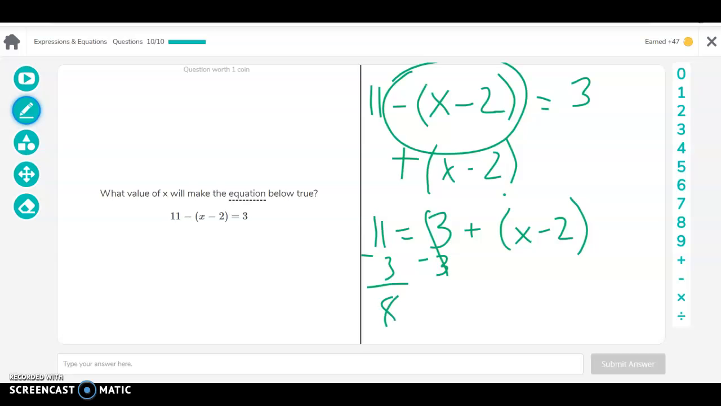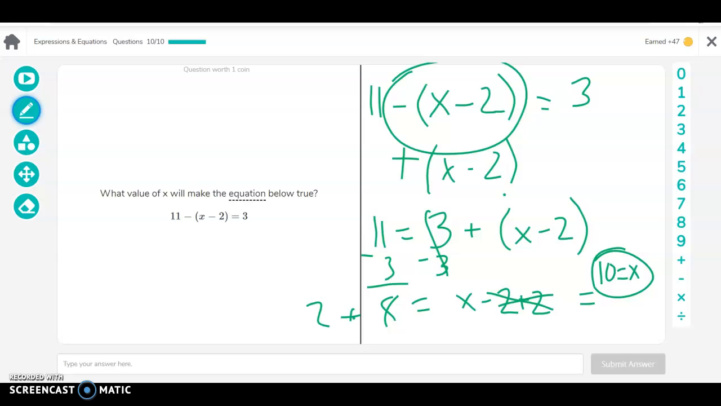We get 8 equals x minus 2. And now we're going to add the 2 to the other side. I'm going to write it over here because I'm running out of room. So we have 2 plus 8 is 10. So 10 equals x.